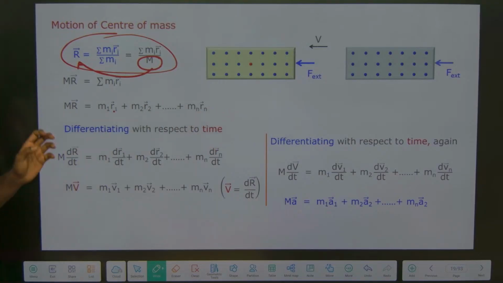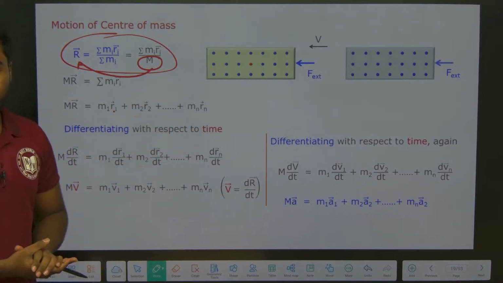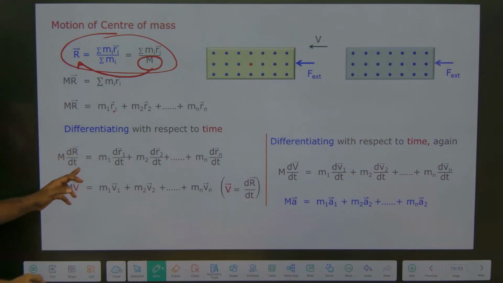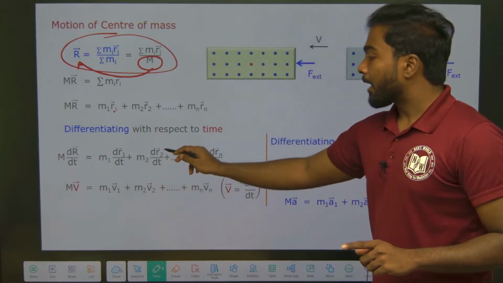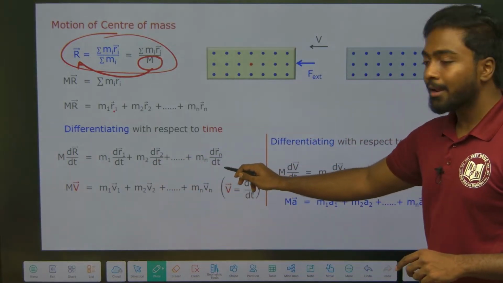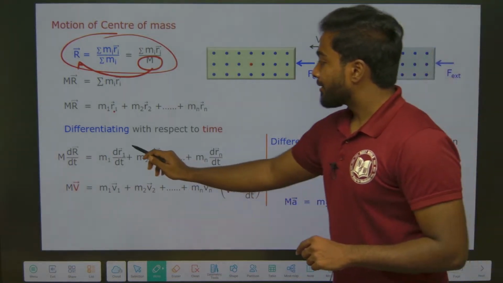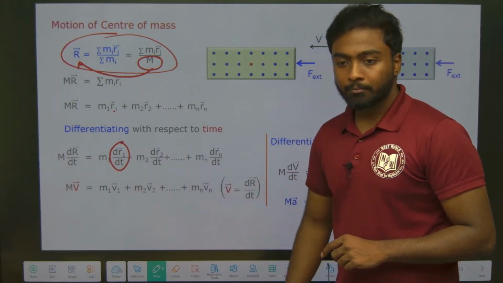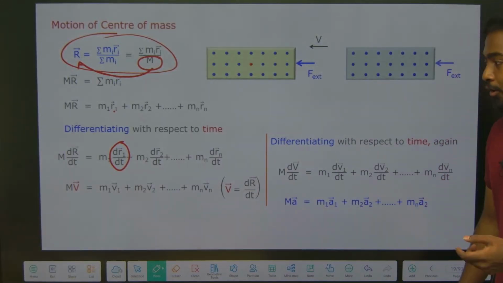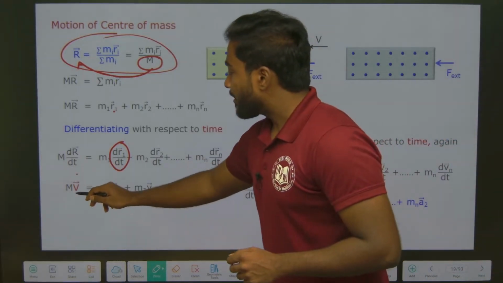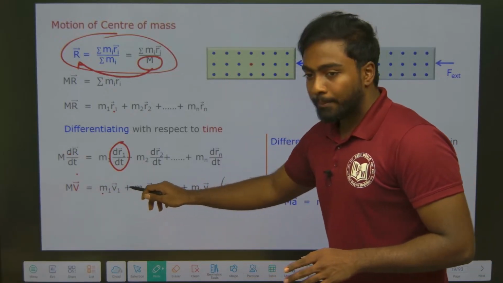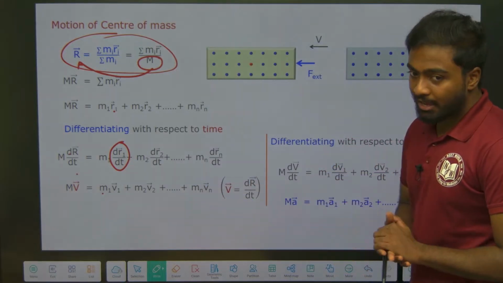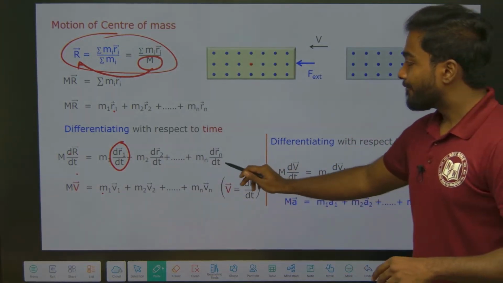Right? So similarly, if I differentiate this with respect to time on both sides, what happens? M dr by dt is equal to m1 dr1 by dt plus m2 dr2 by dt plus up to mn drn by dt. So what is dr by dt? Velocity, right? So I got mass into velocity, which is equal to m1 v1 plus m2 v2 plus up to mn vn. Okay, this is for velocity.